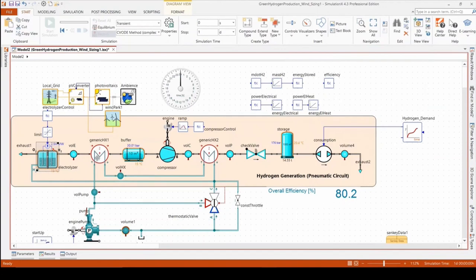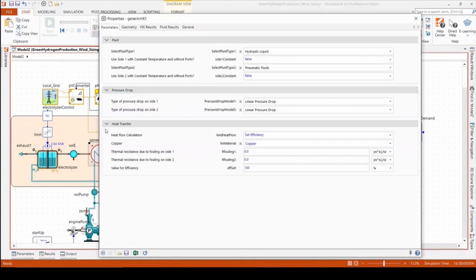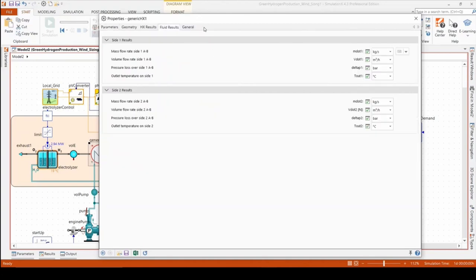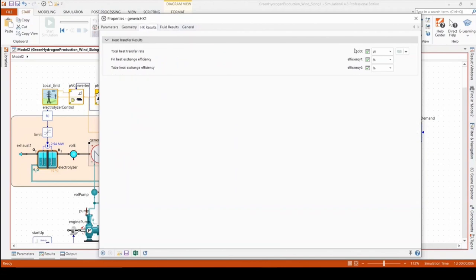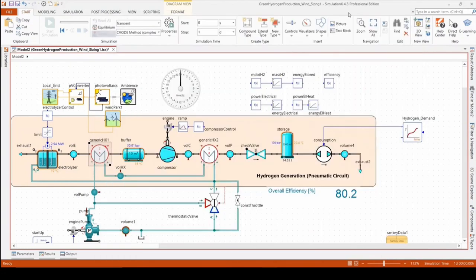The hydrogen generated by the electrolyzer is cooled by a heat exchanger before being compressed by a compressor. A generic heat exchanger is intentionally used to model this heat exchanger as it allows the user to calculate heat exchange even when the geometry is unknown. This kind of parameterization enables the user to determine heat exchange required in the process, thus aiding in the selection of an appropriate heat exchanger. The pressurized hydrogen leaving the compressor is cooled again and is stored in a storage tank. The consumption of the hydrogen is simulated based on demand curves.